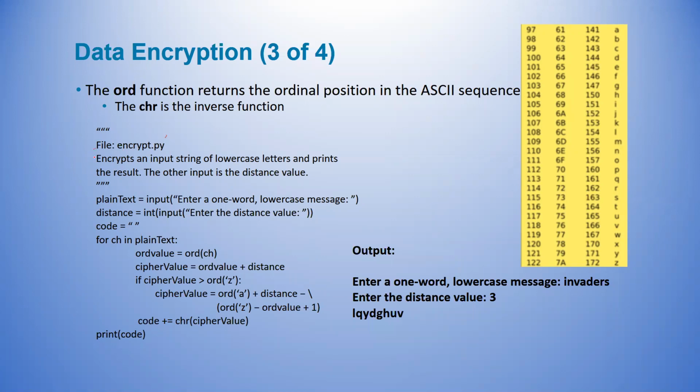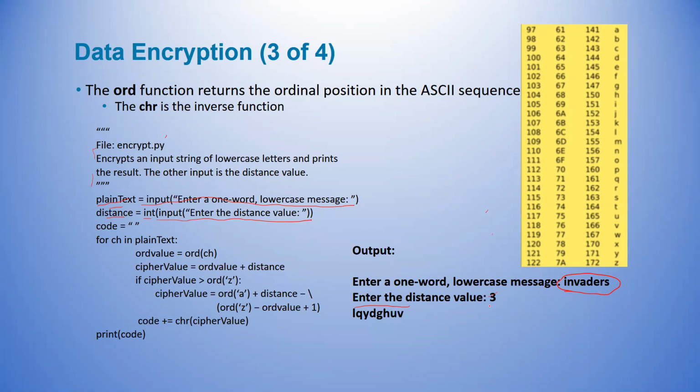Okay, now let's look at this file. This is plain text. This is asking the user to enter something. So for example, if the user entered this, right? That's what the user entered. And the distance is equal to whatever the user enters. So this is asking the user, how many places do you want to shift your characters?